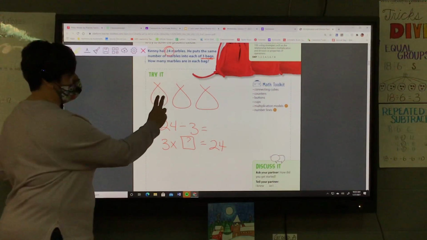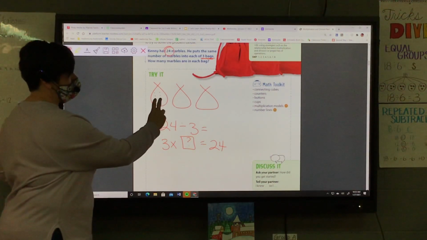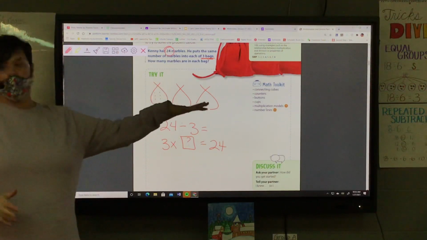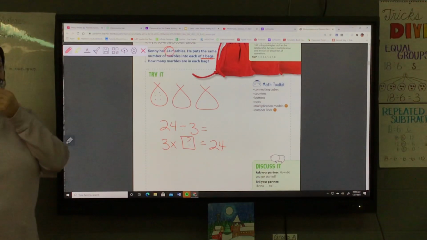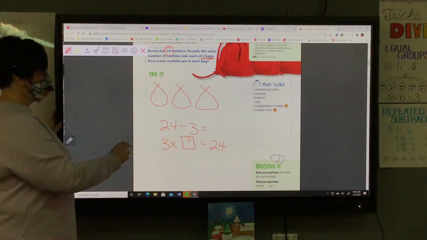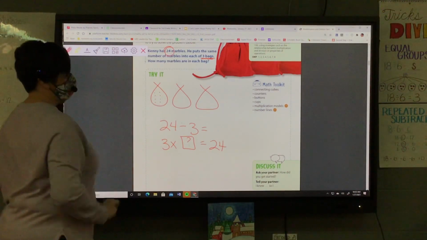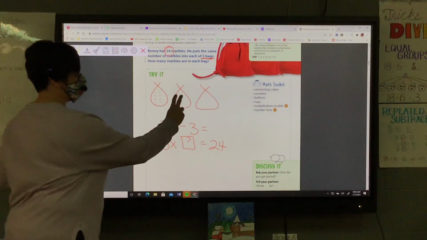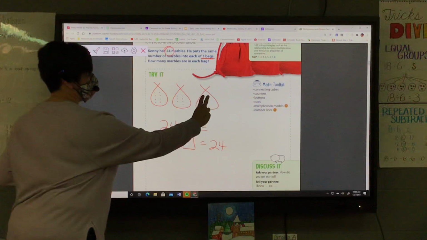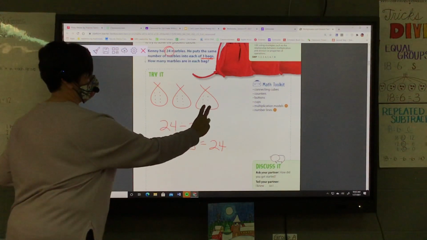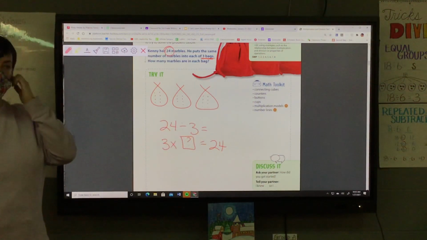So how many marbles did you put in each bag? Those of you that drew the equal groups, how many marbles went into each one of those bags? Amy? 8. So 8. What's 8 plus 8 more? 16. What's 16 plus 8 more? 24. Oh, all right.